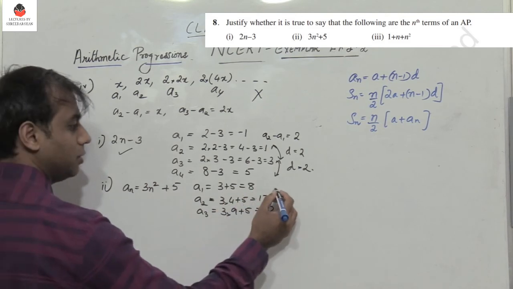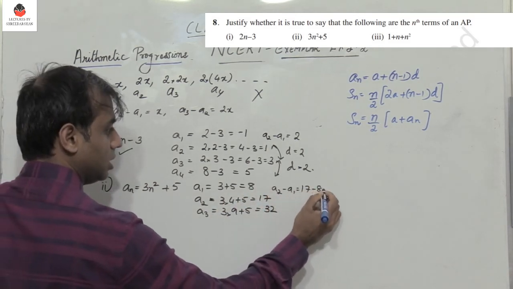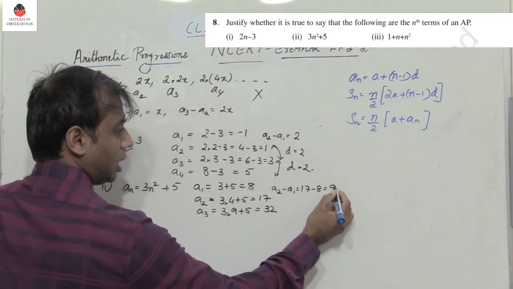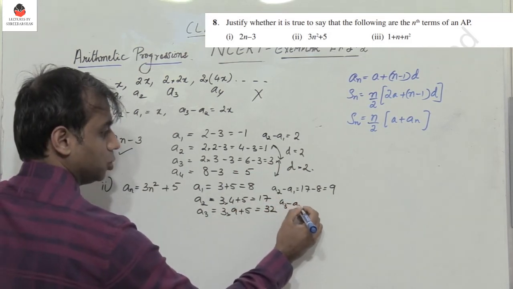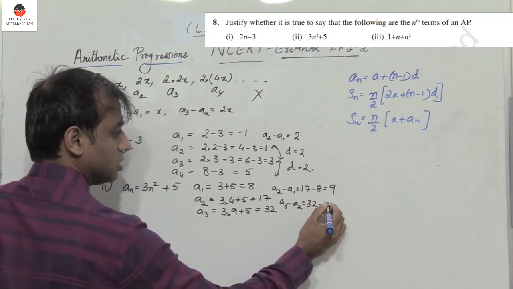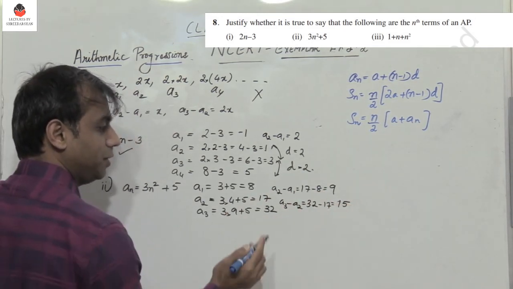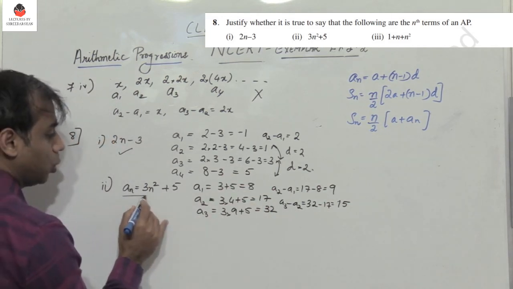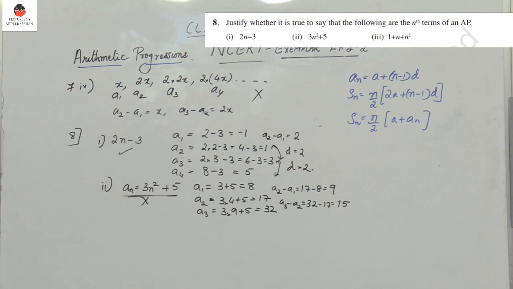Again, find the common difference. What is A2 minus A1? It is 17 minus 8. So you get 9. A3 minus A2, which is 32 minus 17, which is 15. So we find that the common difference is not the same here. So this does not qualify to be the nth term of an arithmetic progression.